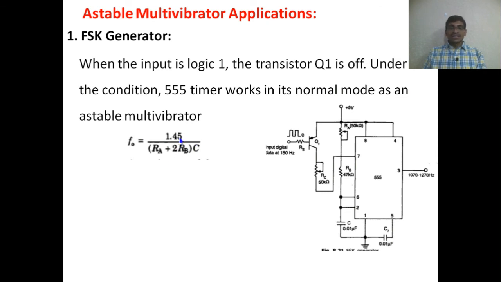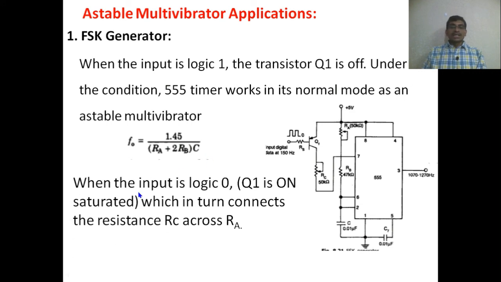In the last derivation it was given as 1.44, both are the same, only a 0.01 change, right? So 1.45 divided by (RA plus 2RB) into C. But when the input is at logic 0, the Q1 will be on. For 0 volts or a negative voltage, the Q1 will be on because it is a PNP type of transistor. Therefore, as the Q1 is on, it will be saturated and works like a switch. Therefore, the resistor RC will get added in parallel with the RA.